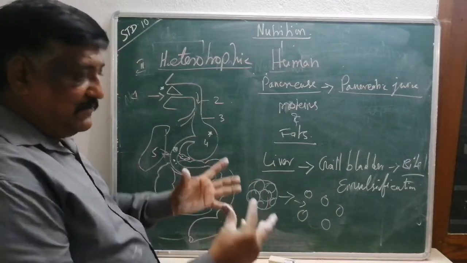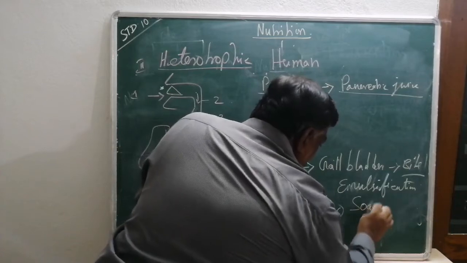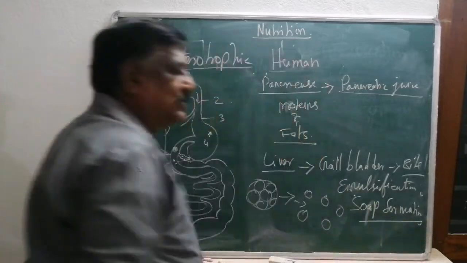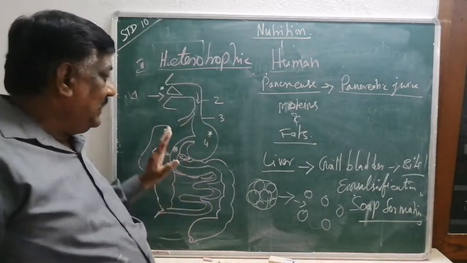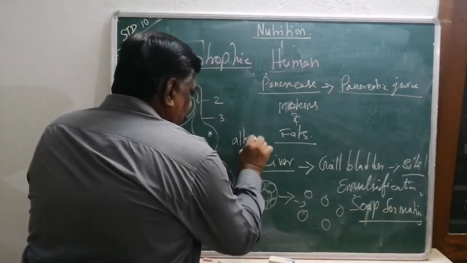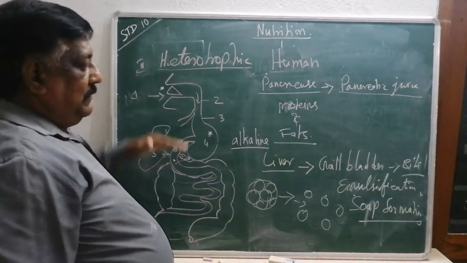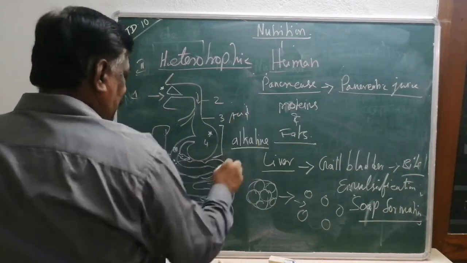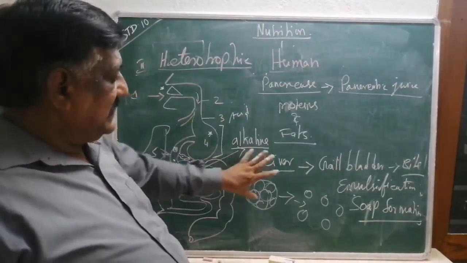Actually, during this process, a lot of foam is formed. It is called soap formation. So soap formation takes place. Now the food is in an alkaline medium, not in an acid medium. When the bile juice comes, it becomes alkaline. But till the stomach, it is in acid. From the duodenum, it becomes an alkaline medium. Okay, so these are the steps that take place.